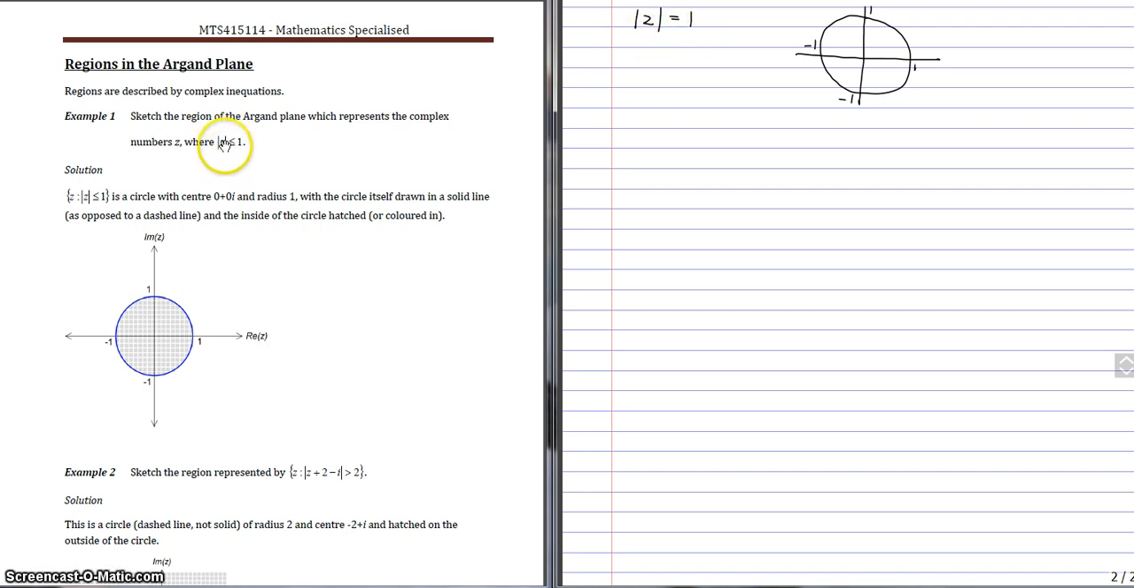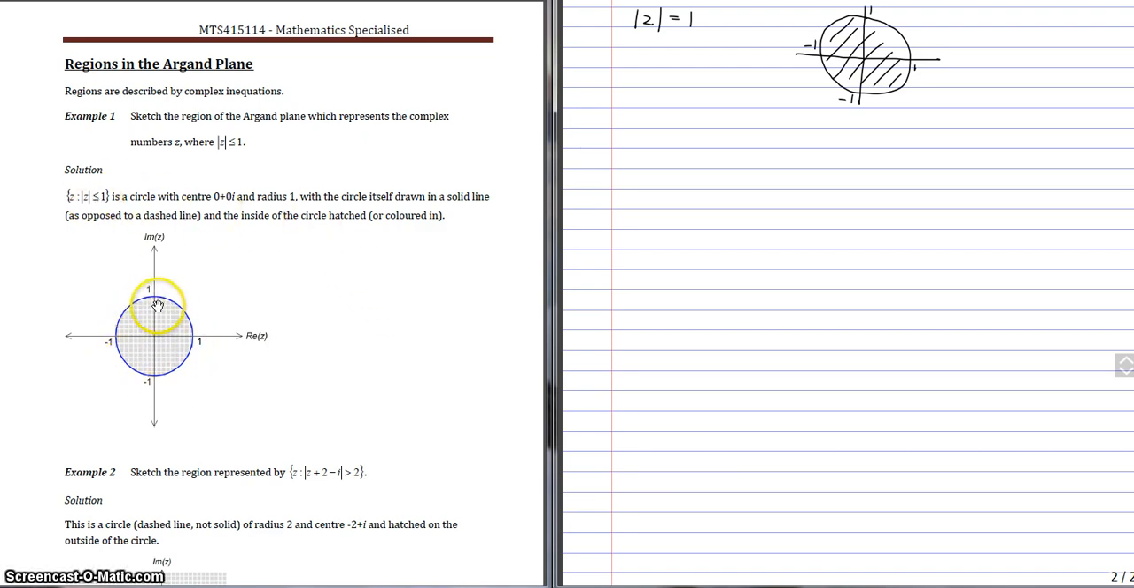But we've got the modulus of z less than or equal to 1. So that will include our curve here. That's part of the solution, but it's also all those that are less than that. So we shade in that region. It encompasses all those values that are less than 1 unit from the origin, which will take us all the way inside. So we've got this shaded section inside that circle. Hopefully that's clear.